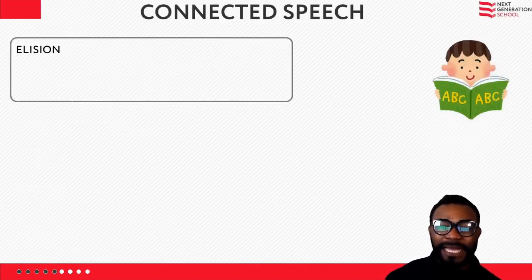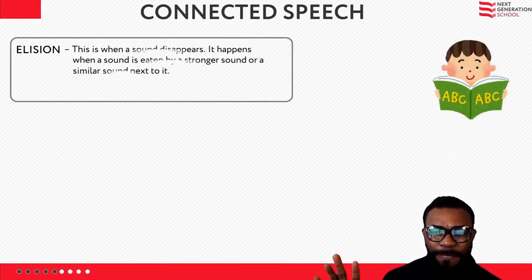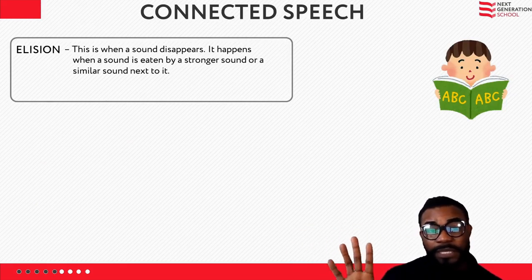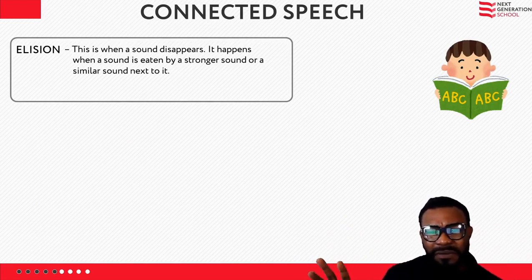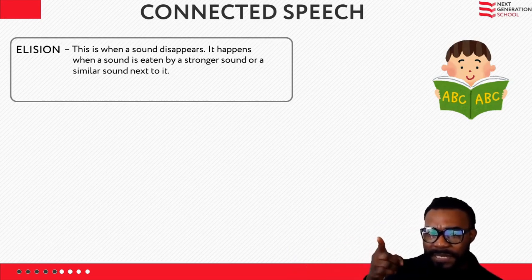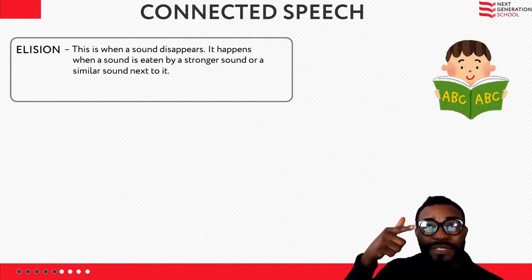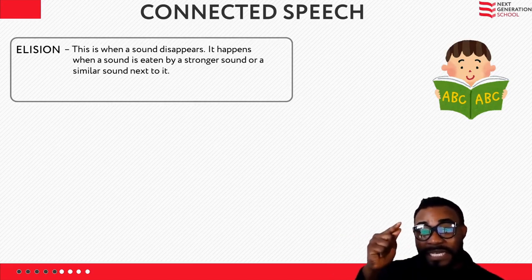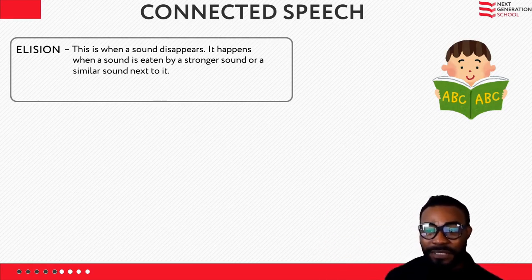The next is elision. Elision is when a sound disappears. It happens when a sound is eaten by a stronger sound or a similar sound next to it. Do you notice I say "next to it," I didn't say "next to it"? So that is intrusion. It's an interesting point to note.